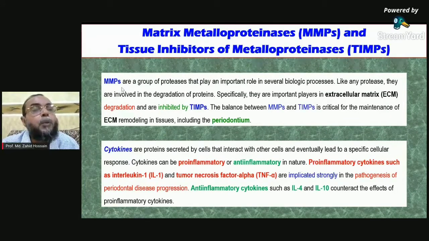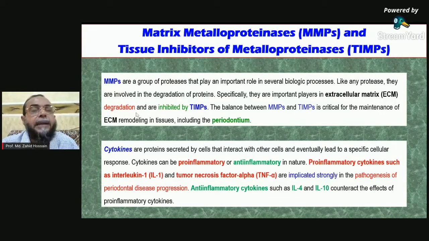So MMPs are a group of proteases that play an important role in several biological processes. Protease means an enzyme that degrades protein. They are involved in the degradation of proteins. Specifically, they are important players in the extracellular matrix. We call it ECM.